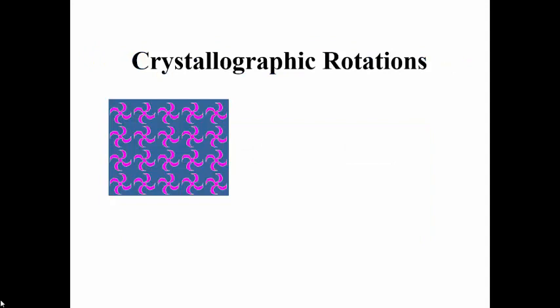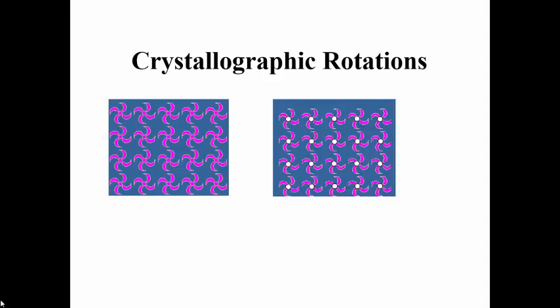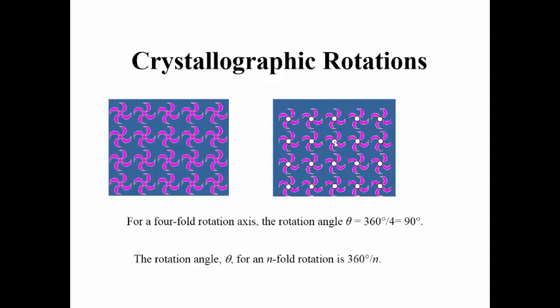Let's look at this pattern, in which we can find a 4-fold. We have a lattice point here, and the lattice point that contains the fourfold is here. Think of this pattern as going on and on for infinity. Any fourfold will, as we rotate through 90 degrees, get us back to the same pattern. In general, the rotation angle for an n-fold rotation is 360 divided by n.